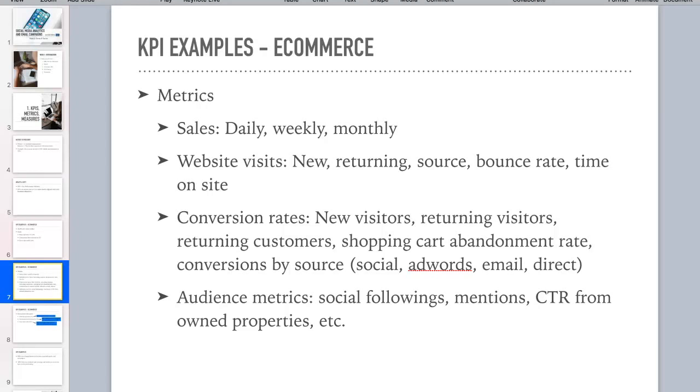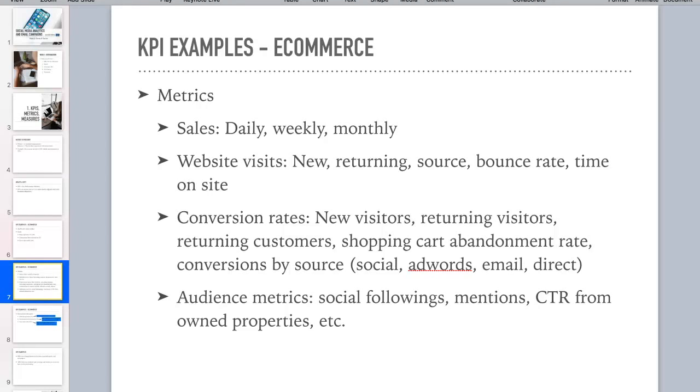Where are the sales coming from? Where are the people coming from? Do they stay on the page? Which pages do they stay on? Where do they spend the most of their time? All of these measurements are very important in understanding the path of your customer and the potential of that customer to convert into actually buying something.